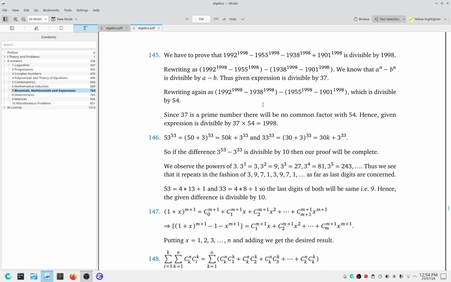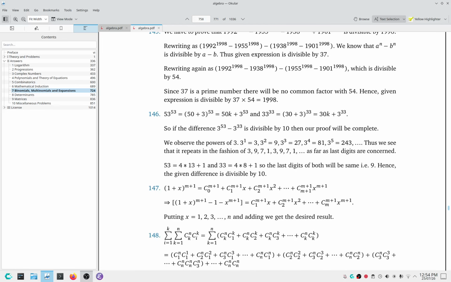So it requires a bit of critical thinking. It is moderately difficult, but it's not a very difficult problem. If you grasp it, it's very easy.